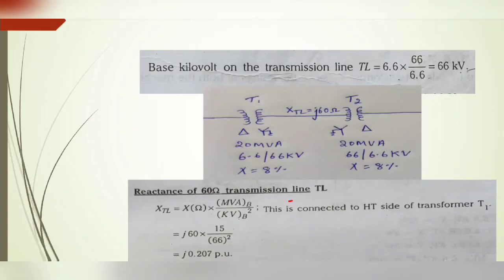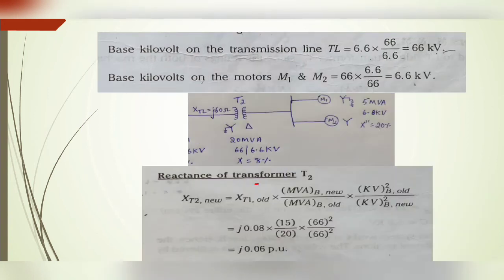Next is reactance of transmission line. Base kilovolt on transmission line is 66 kilovolt, which is the new value, and reactance of transmission line is J60 ohms. Therefore, reactance of transmission line in pu is X of ohm into MVA base divided by KVB square. X is J60 ohms, MVA base is 15 MVA and KV base is 66 kilovolt for transmission line. Therefore, answer is J 0.207 pu.